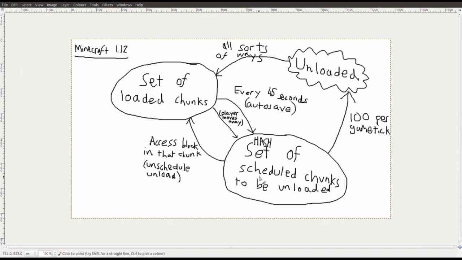If, however, before this can happen, the game tries to access a block in a chunk in this set, the chunk is removed from this set and the chunk will not be unloaded. This is called unscheduling unloading and is the basis for how permaloading works. I said all that rather quickly, so don't worry if you didn't get all of it, because what's important is what I'm about to say next.